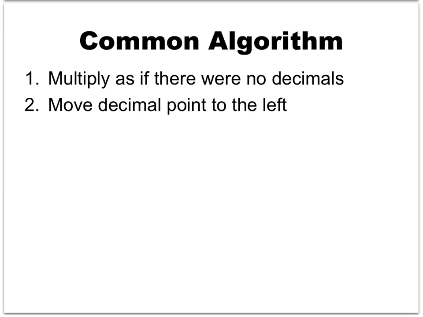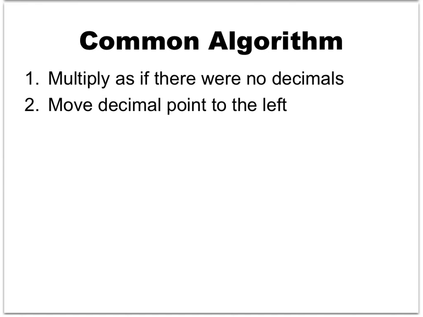So first of all, let's state the common algorithm for multiplying decimals. So there's two steps to this. First of all, we multiply as if there were no decimals. So in other words, we just ignore the decimal points and then multiply. And then the second step is to move the decimal point to the left an appropriate number of places.